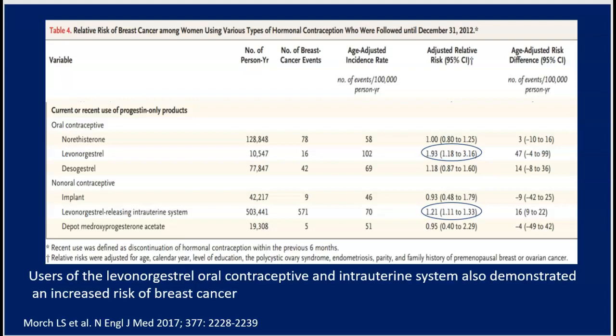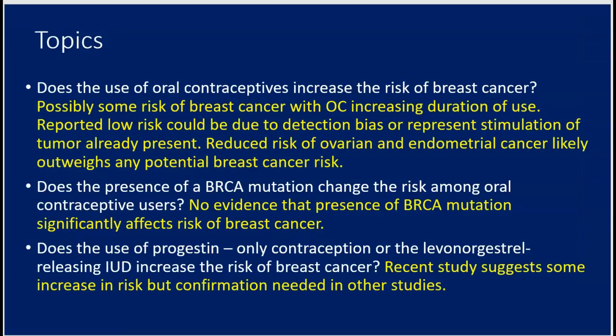And some concern was that the levonorgestrel releasing intrauterine system also showed an increased risk of about 1.2, but again, this equated to about 16 events per 100,000 person years. So again, first study to show that clearly progestin-only contraception may increase the risk of breast cancer. So how do we look at this as the bottom line?